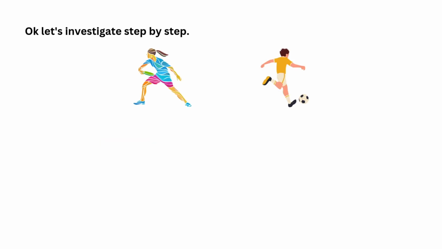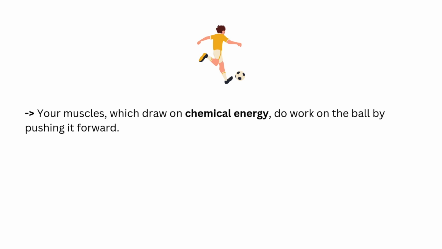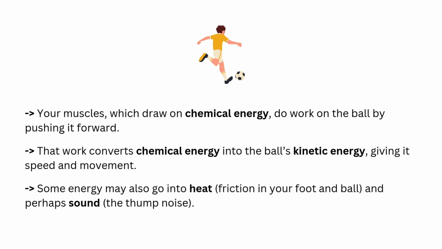Okay, let's investigate step by step. When you apply a force to an object, like kicking a football or throwing a frisbee, you're transferring energy from your muscular chemical energy store into the object's kinetic energy store. In the case of kicking a ball, your muscles, which draw on chemical energy, do work on the ball by pushing it forward. That work converts chemical energy into the ball's kinetic energy, giving it speed and movement. Some energy may also go into heat, friction in your foot and ball, and perhaps sound, the thump noise.